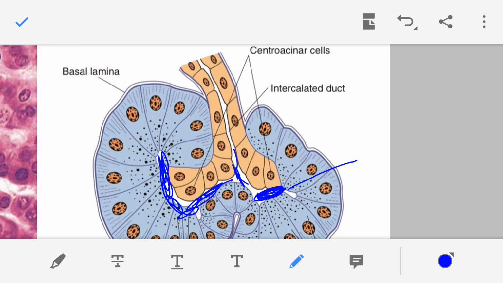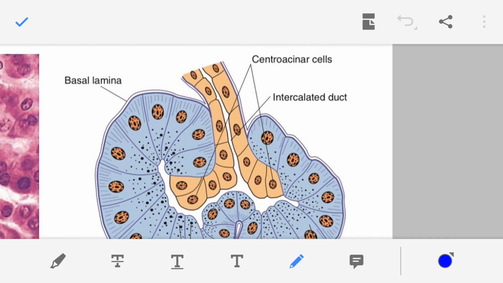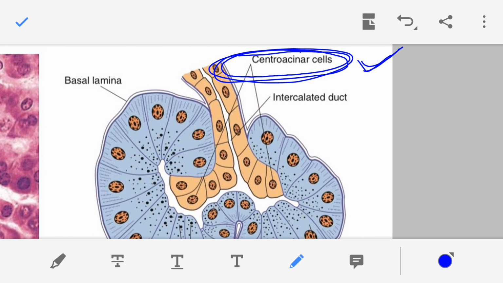So this pancreatic juice is entering into one duct, and this duct is known as the intercalated duct. So the cells which are present around this intercalated duct are the squamous epithelial cells, or the cuboidal epithelial cells. So here we are remembering that the cells surrounding the intercalated duct are the squamous or the cuboidal epithelial cells. And what is the role this cell is playing? What is the role of the centroacinar cell, and what is the role of this intercalated duct cell?